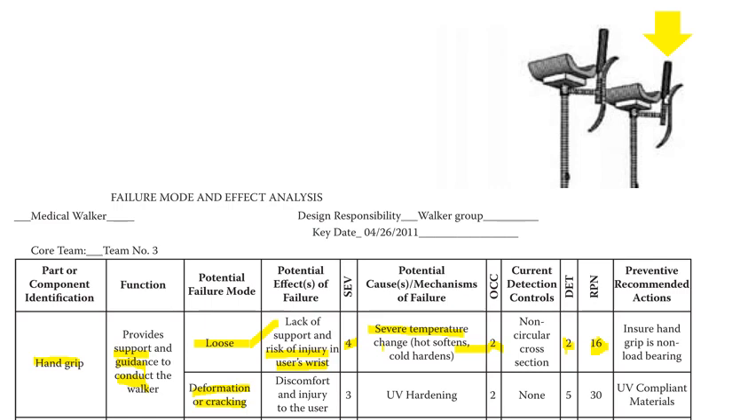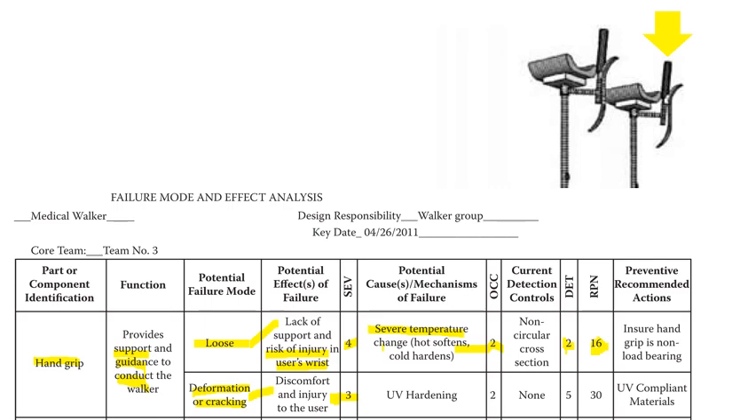Now for the second potential failure mode, deformation or cracking. If the hand grip changes in shape or cracks, it may cause some discomfort or injury to the user. The severity is smaller than the previous failure mode.